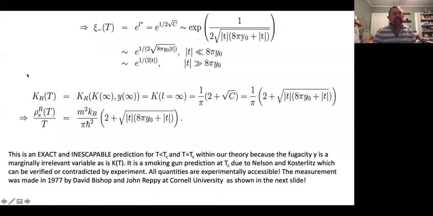And by the same token, if we're below TC, we can write the measured stiffness constant as this, and y of infinity below TC is 0. So this is just the coupling constant K-R of infinity, and this works out to be 1 over pi times 2 plus the square root of c.